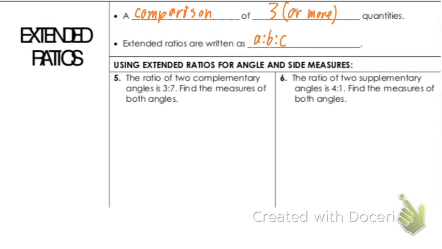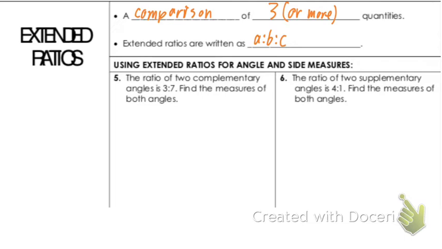All right, these first two actually aren't going to use extended ratios, but they'll warm our brains up for using some extended ratios. The ratio of two complementary angles is 3 to 7. Wait, back up. Complementary angles, what does that mean? 180? Close. 90.